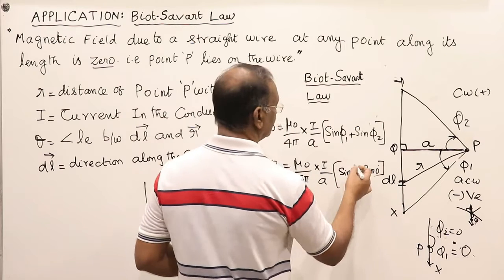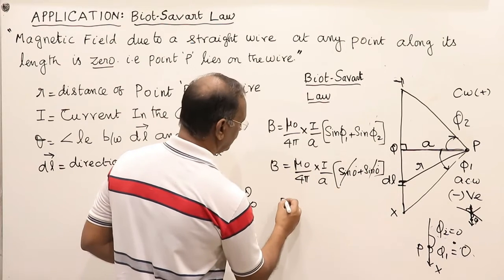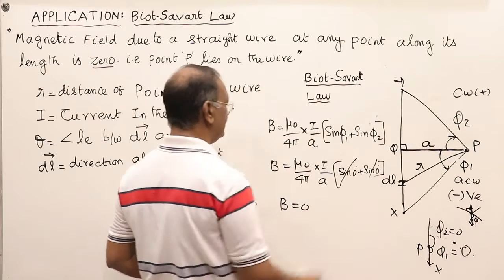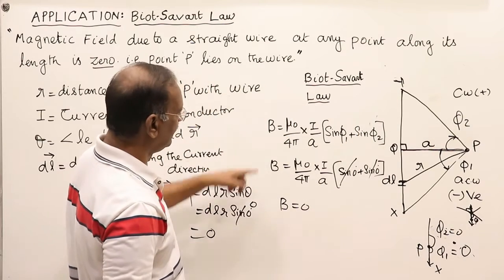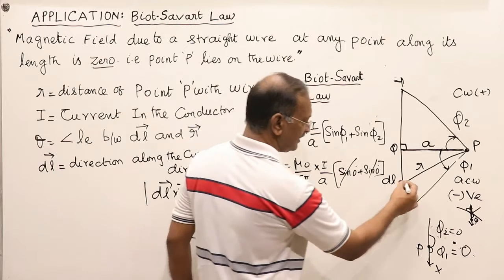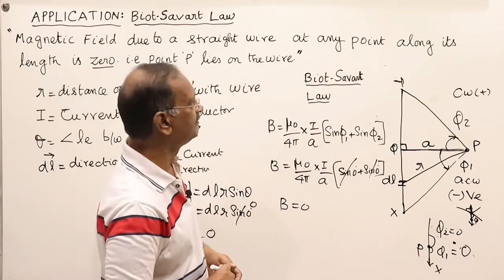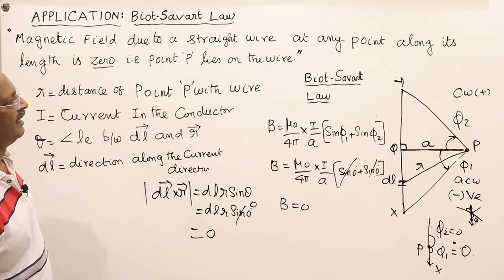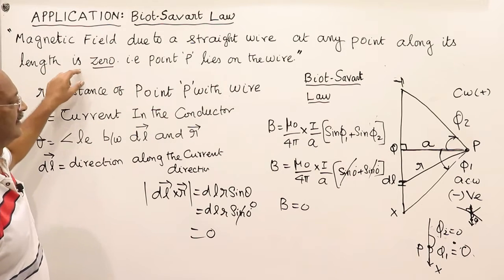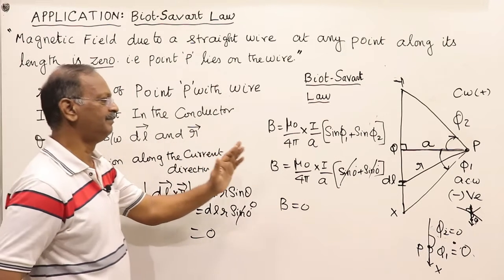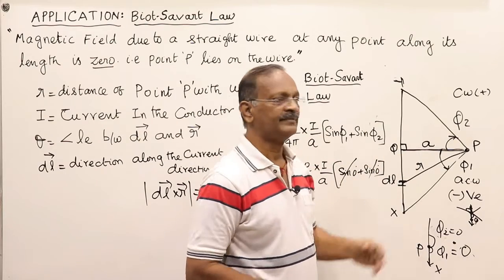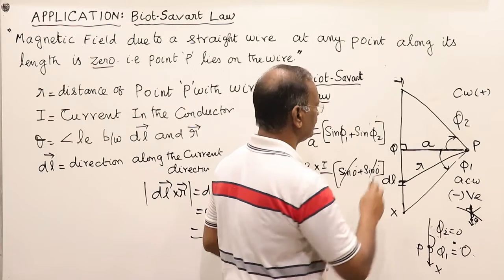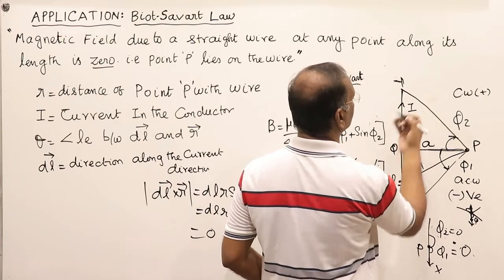It means sine of 0, both are 0. It means B is the magnetic field produced due to the entire length, and dB is the magnetic field produced by this elemental length. So we can come to the conclusion that the magnetic field due to a straight wire at any point along its length, that is, when the point P lies on the conductor, produced by the entire current flowing through this conductor, is equal to 0.